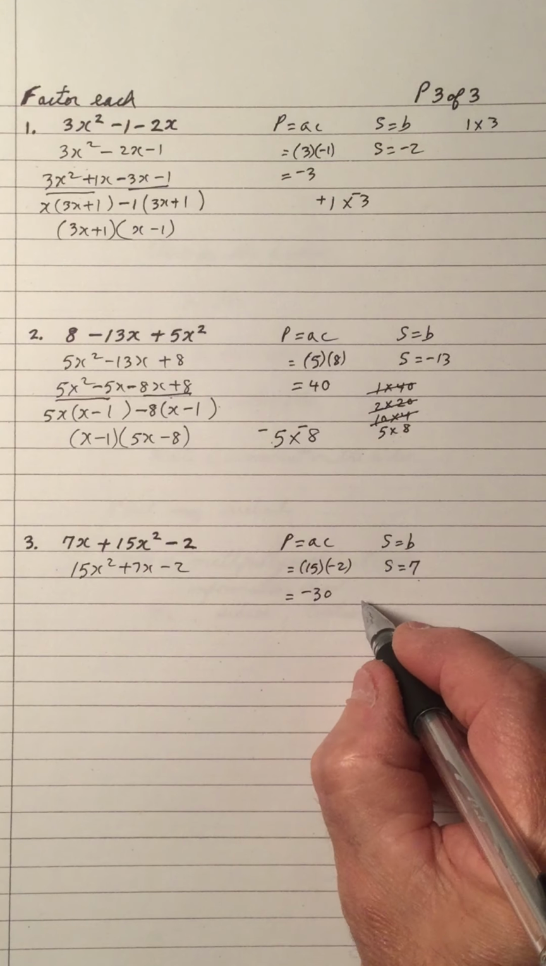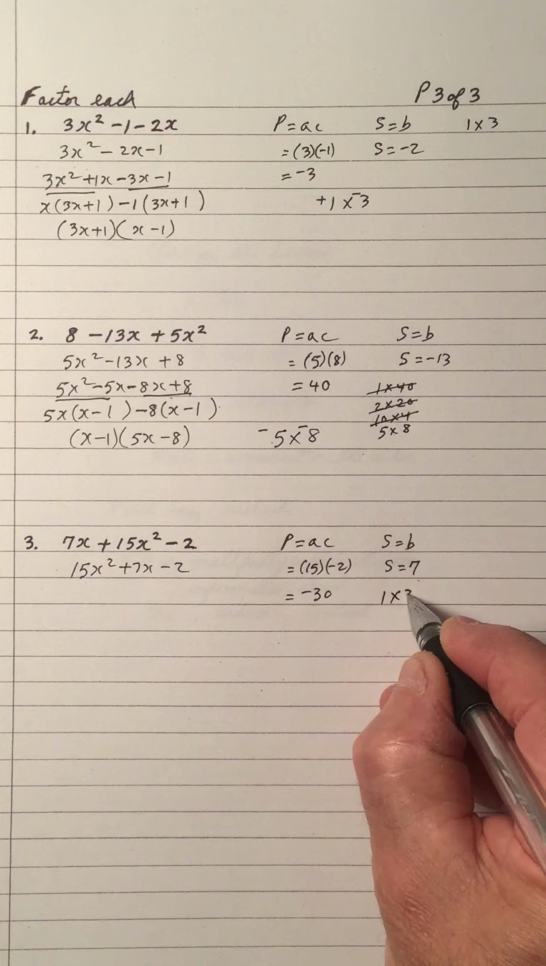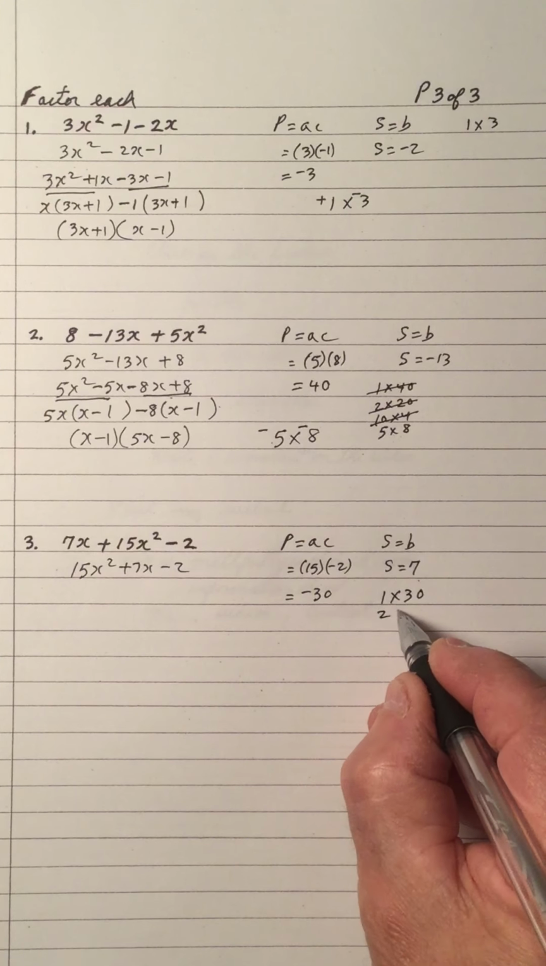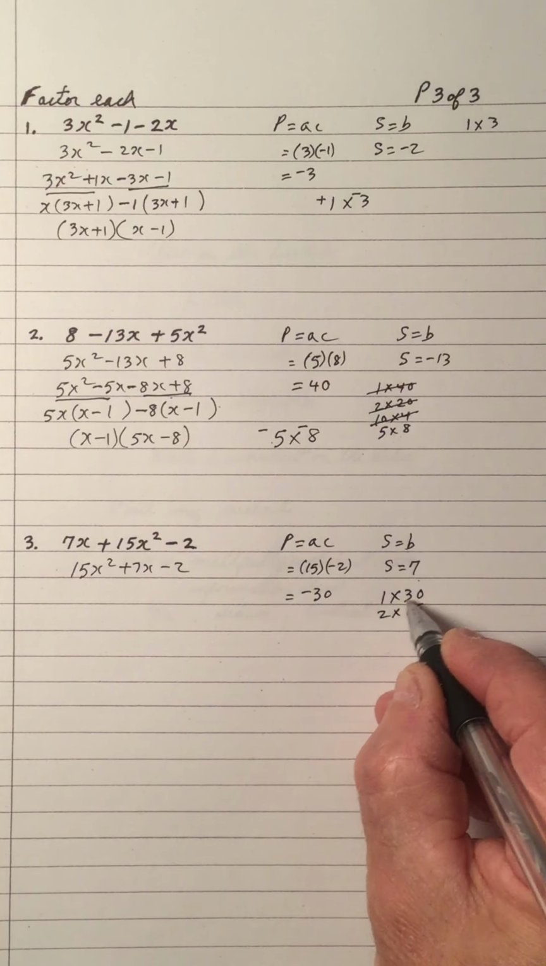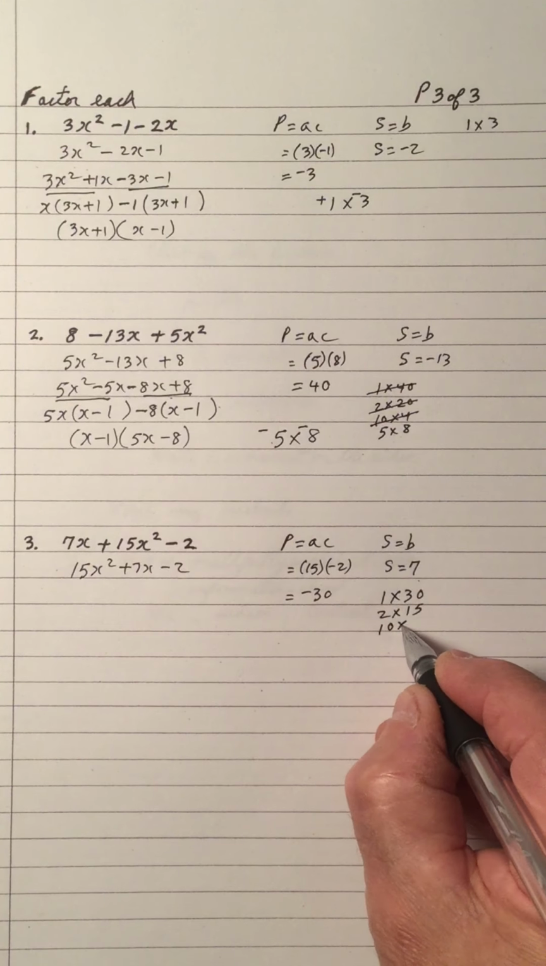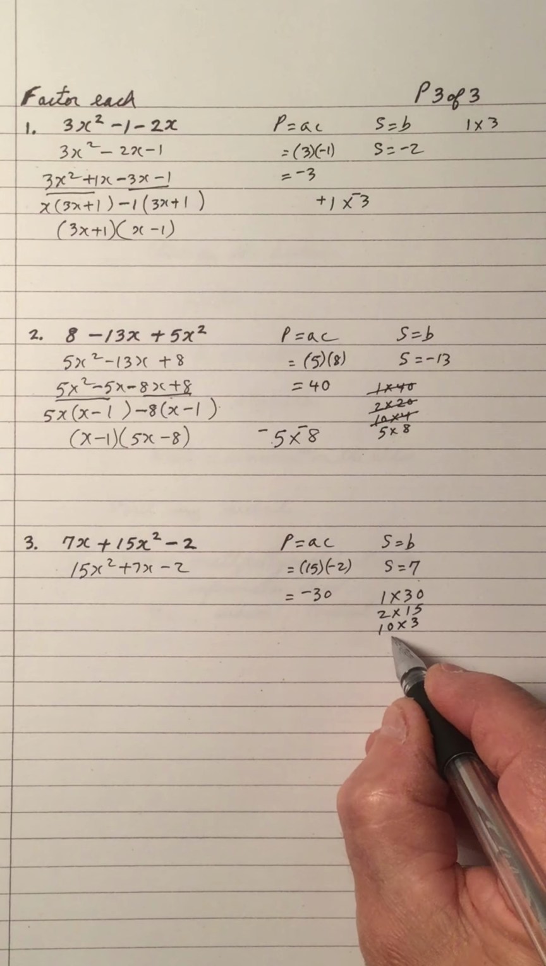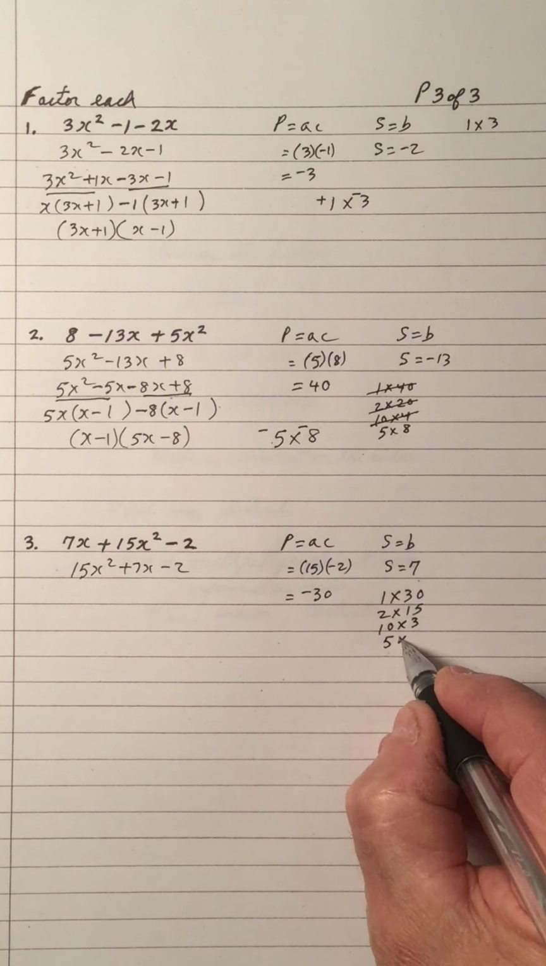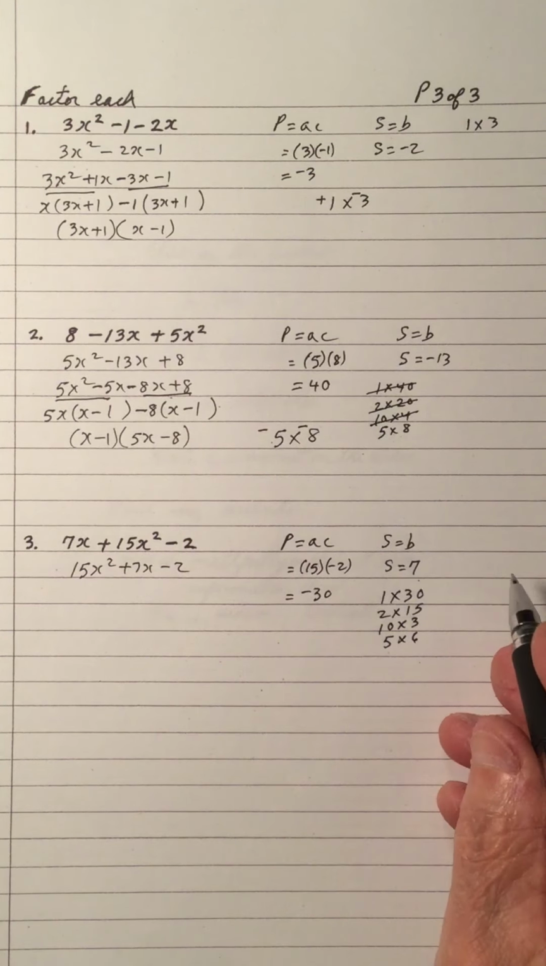So what are the factors of 30? I get a 1 times 30. It's even, so it's a 2 times 15. 2 into 30 goes 15. I see a 10, so 10 into 30 goes 3. 10 has a 5, so 5 into 30 goes 6. And I hope you have them all.